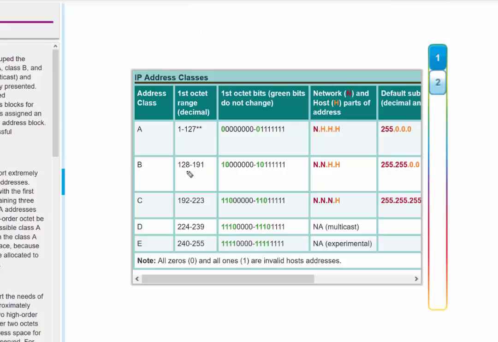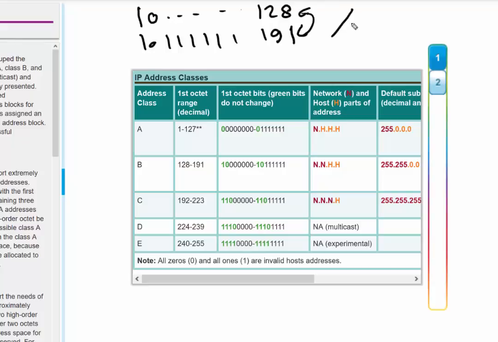Class B is the second range, and it always starts with 1 and then 0, and then anything else. So that's 10000000, which is 128, and 10111111, which is actually 191. So that's the range of the class that has a subnet mask of /16, which means that you have 16 bits for network and 16 bits for host.